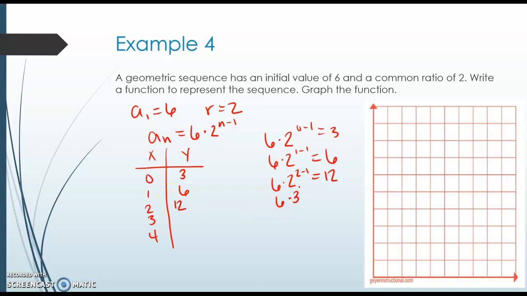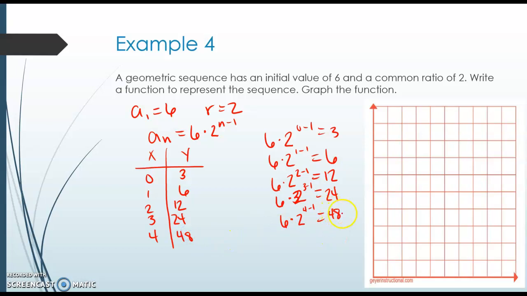6 times 2 to the 3 minus 1. 2 squared is 4. 6 times 4 is 24. So we have 24. And if you haven't guessed it, maybe you already have, we have 6 times 2 to the 4 minus 1. So 2 cubed is 8. 8 times 6 is 48. And so we end up with 48.